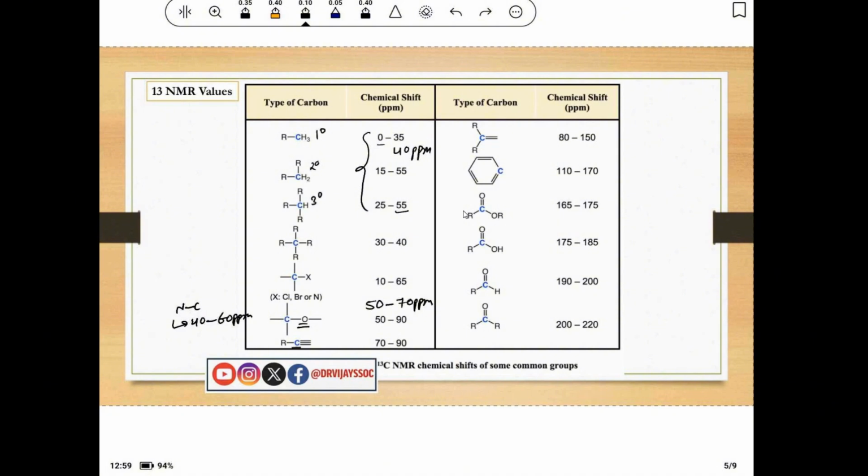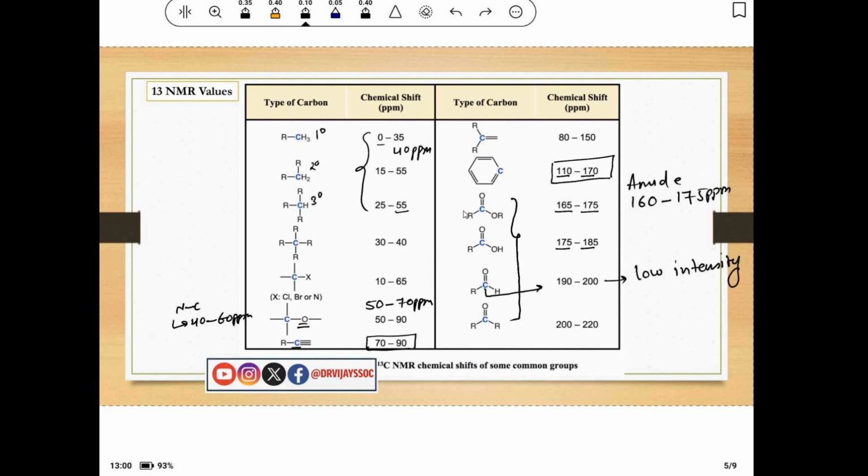Acetylene carbon shows signal between 70 to 90 ppm. Benzene shows a wide range of signals from 110 to 170 ppm. We should remember the signals for those functional groups. For example, ester comes from 165 to 175 ppm, and amide also comes at 160 to 175 ppm. Carboxylic acid is slightly higher, 175 to 185 ppm. Aldehyde carbon usually shows signals in the highly deshielded region with low intensity, and ketone is also the same.